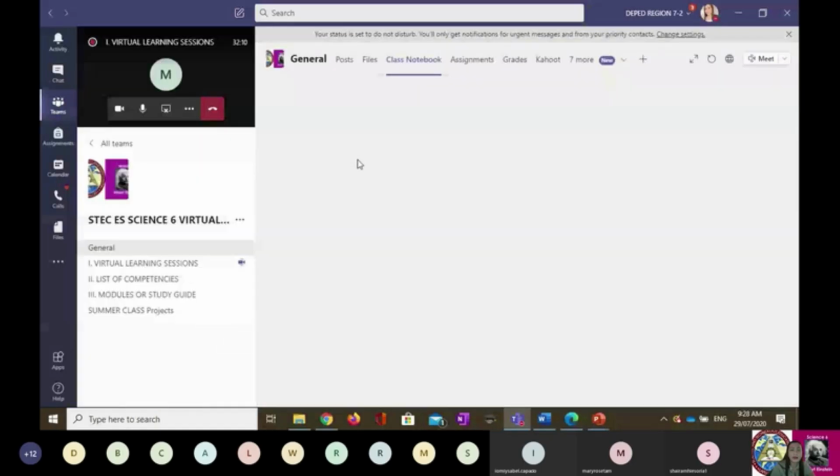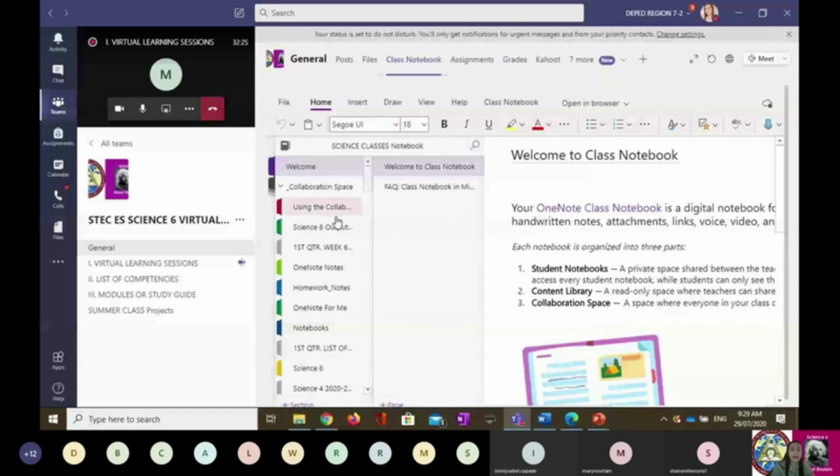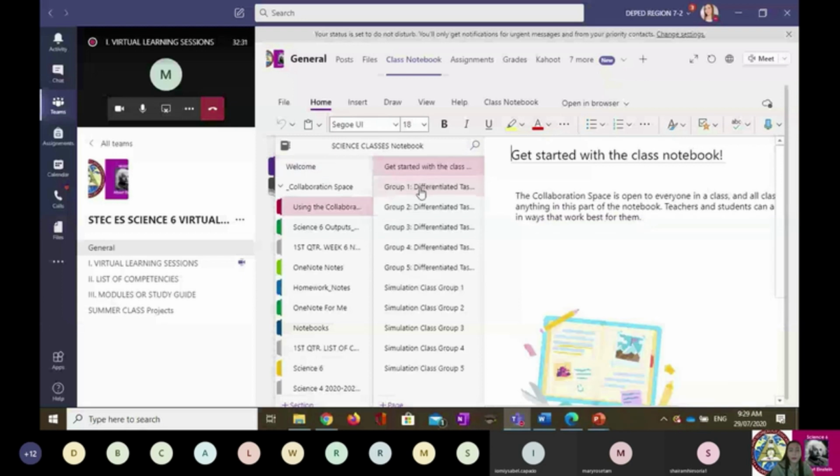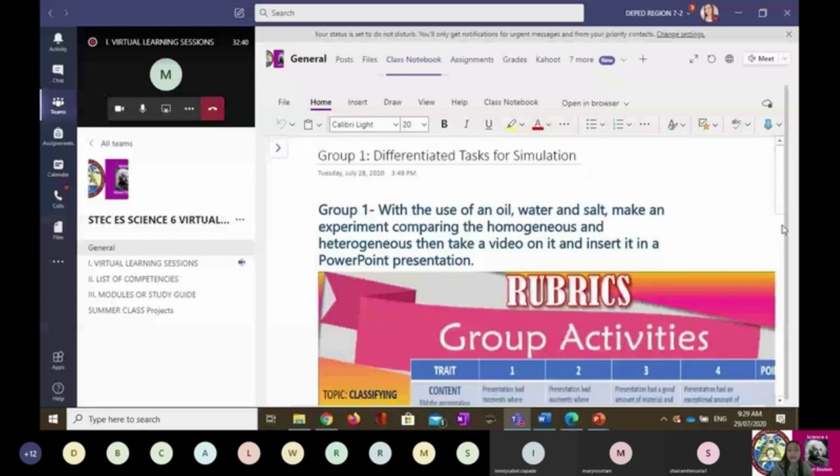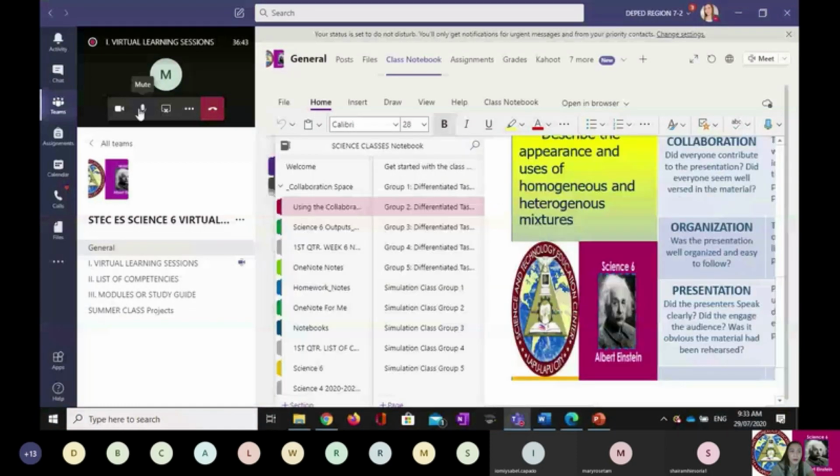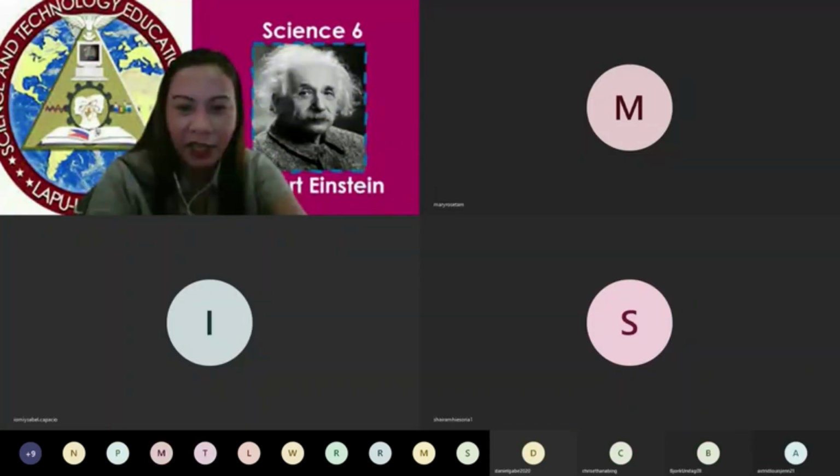In the class notebook, teacher can also access this part, right? Yes, here for Group 1, and you can also check the rubrics. This time we will proceed now to the presentation.